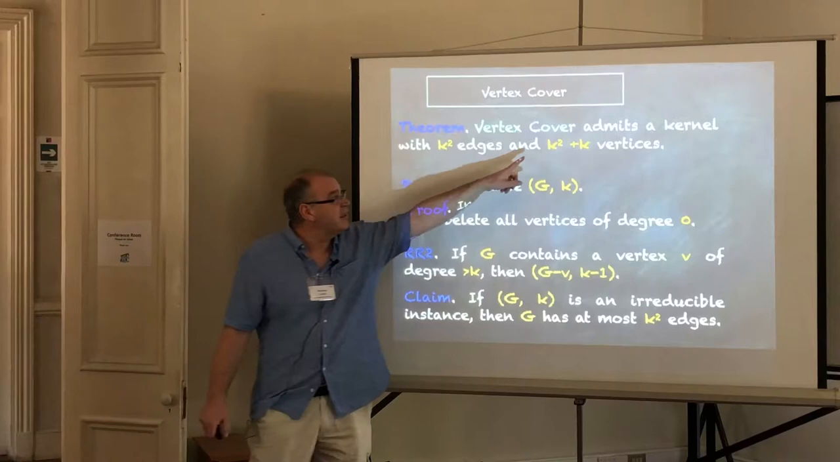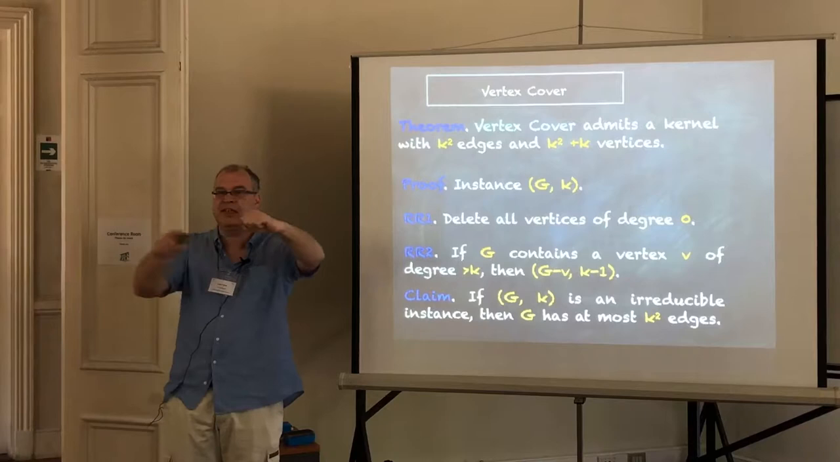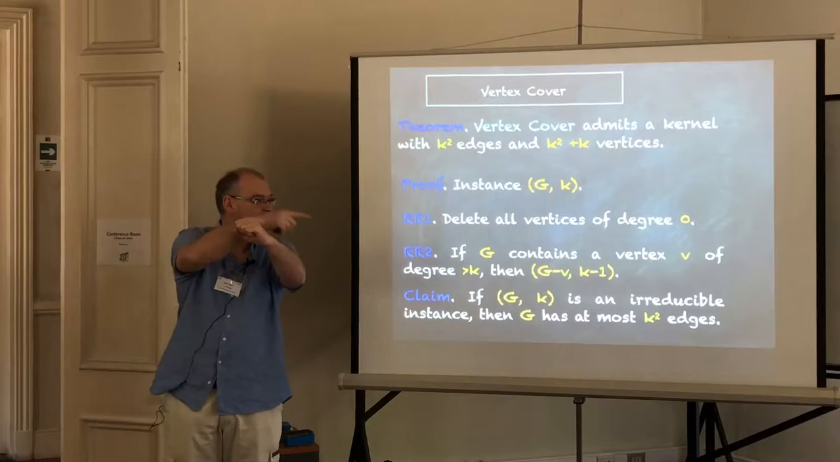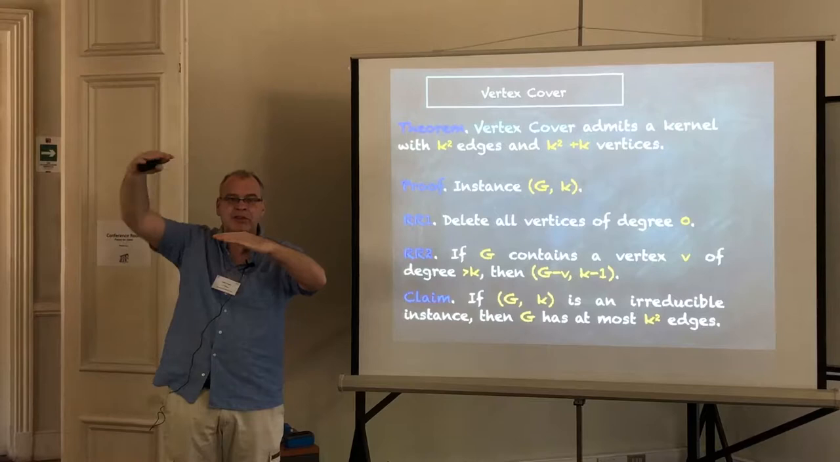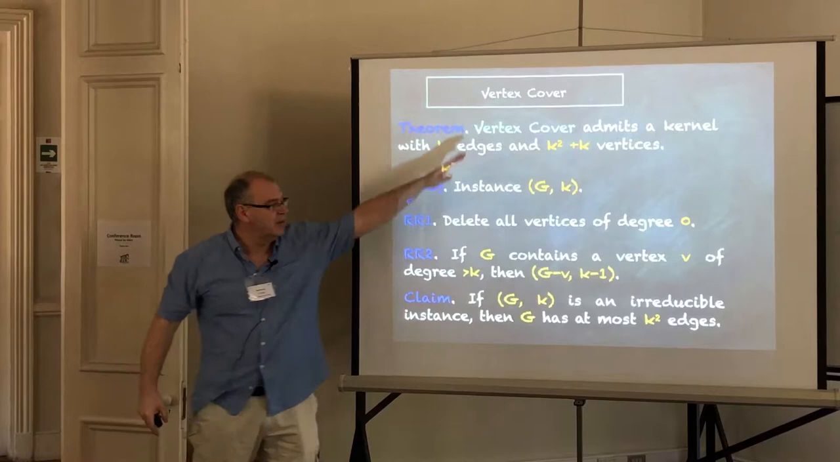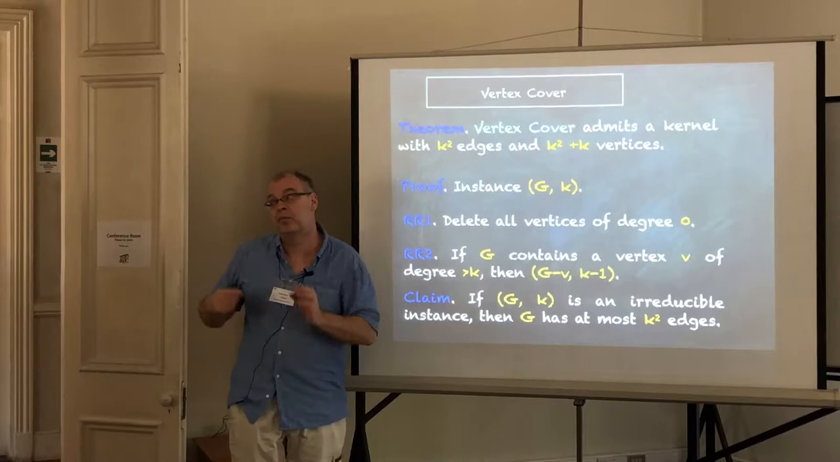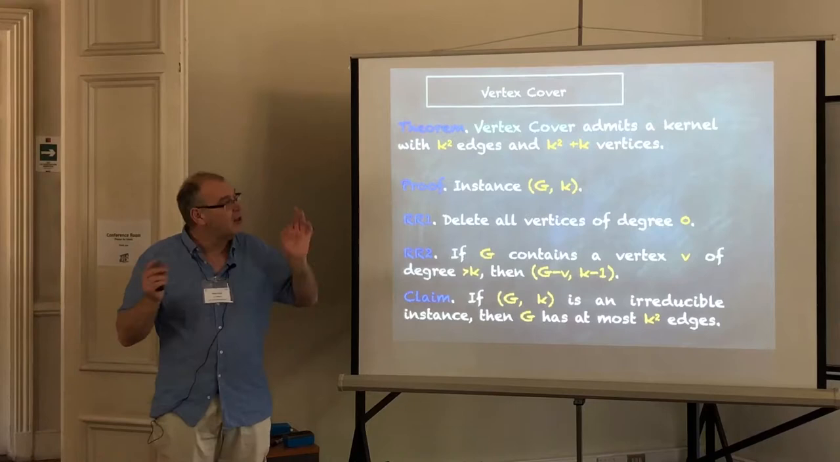So what's happening here? I have a vertex cover of size k, and every vertex in this vertex cover has at most k neighbors outside. Right, so I have at most k squared neighbors outside, this is an independent set, plus k, the size of the vertex cover. And this bound is not tight. I will explain in the next lecture how to apply more interesting integer linear program based techniques to obtain a better kernel. So this is just not precise.